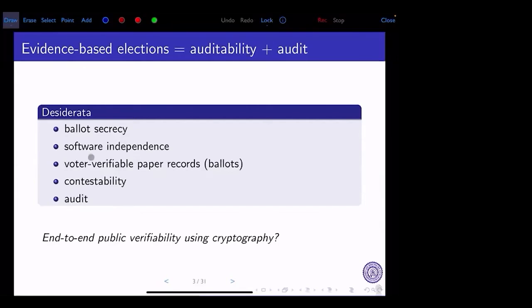And what is the weak point there? The weak point is ensuring that the VVPRs have not been tampered with, right? That some voter verified paper audit trails have not been thrown away and new ones added in transit. So what we will question today is, can end-to-end public verifiability using cryptography help? It is well known in computer science that you can use cryptographic techniques to give almost perfect guarantees for all of this. And yet computer scientists and others don't recommend that they be used, and they are almost never used in any election.